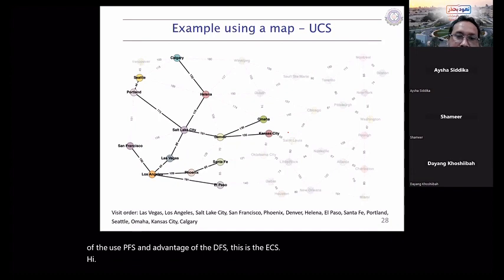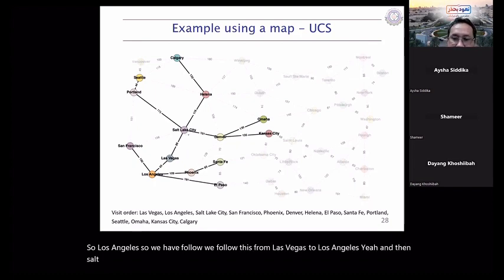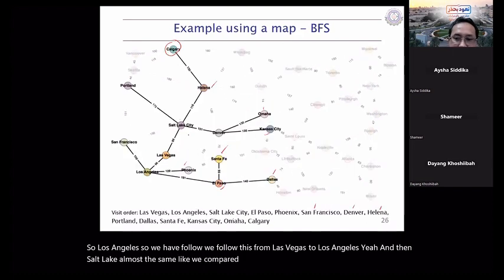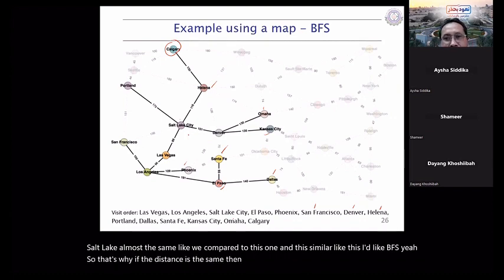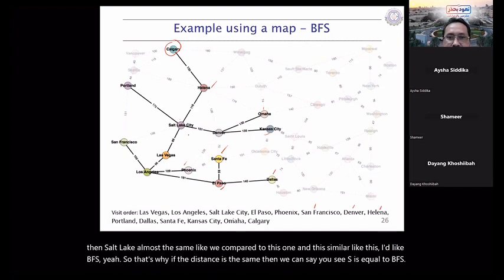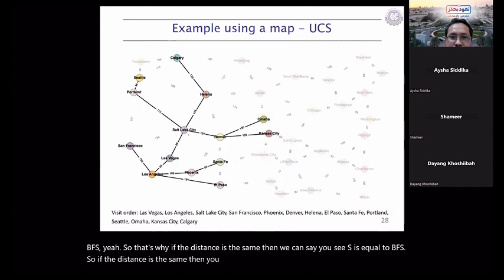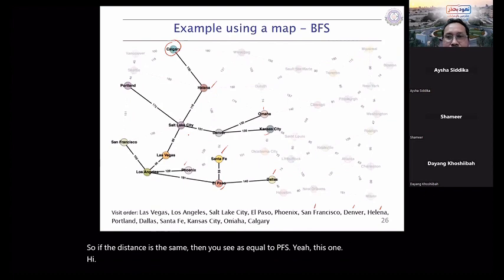So we follow this from Las Vegas to Los Angeles, and then Salt Lake, almost the same as when we compare to this one, similar to BFS. That's why if the distance is the same, then we can say UCS is equal to BFS. If the distance is not the same, then it's a little bit different, but similar.